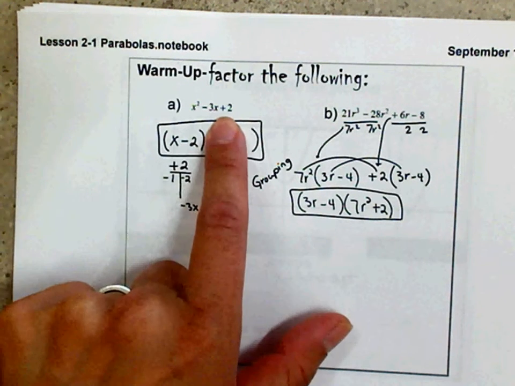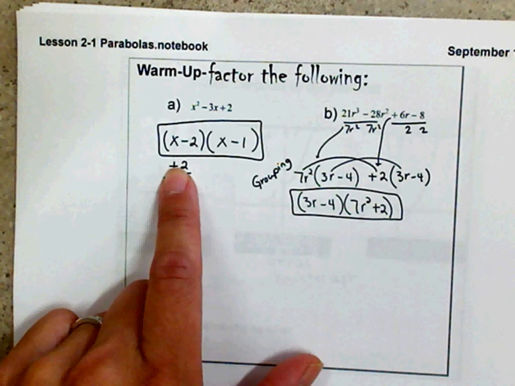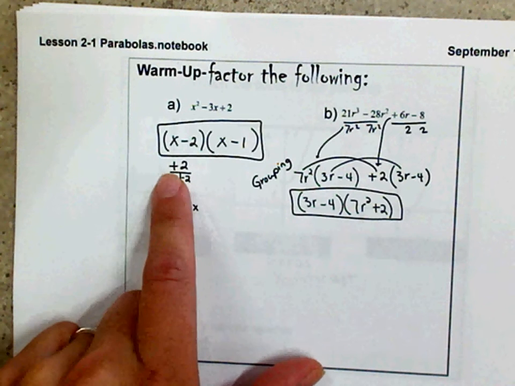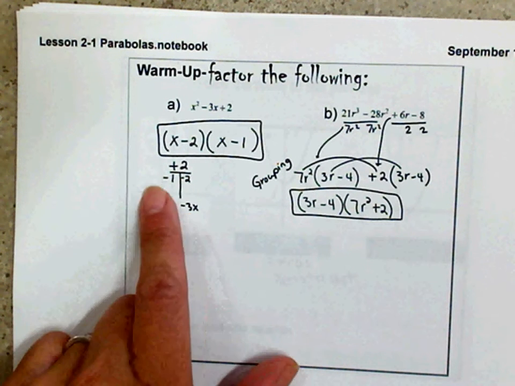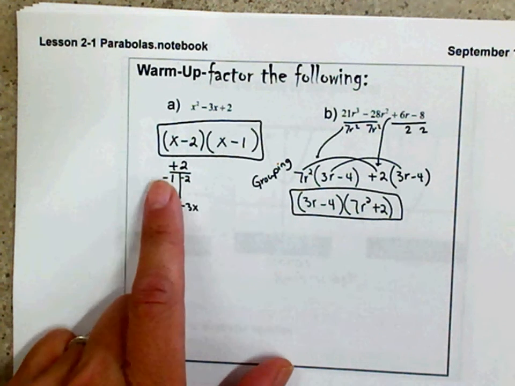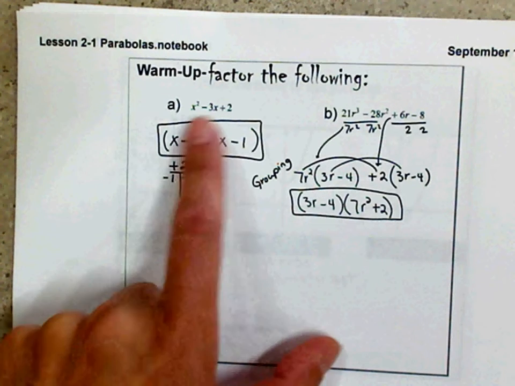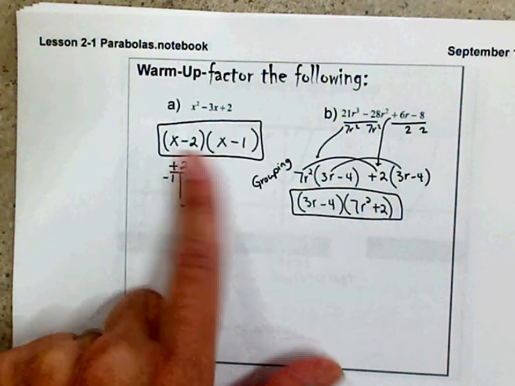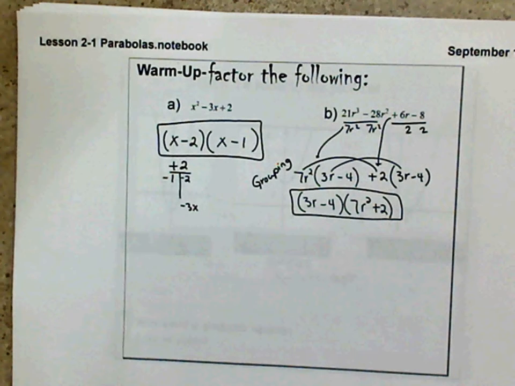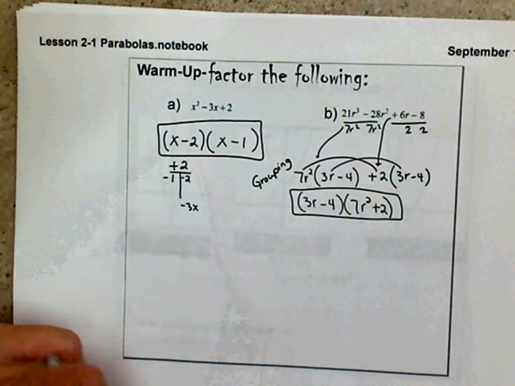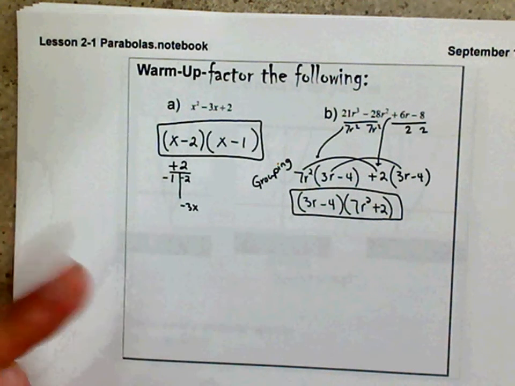Two numbers that multiply to give you a plus 2, but add, since it's a plus, to give you a negative 3, and that's negative 1 and negative 2. Negative 1 times negative 2 is positive 2. Negative 1 minus 2 is negative 3. And so that's all you have to do, and you place that there. Factoring is an operation that is an inverse of distributive property.